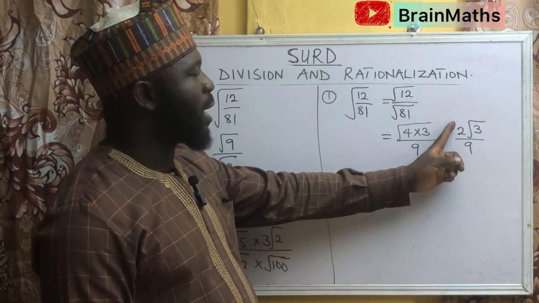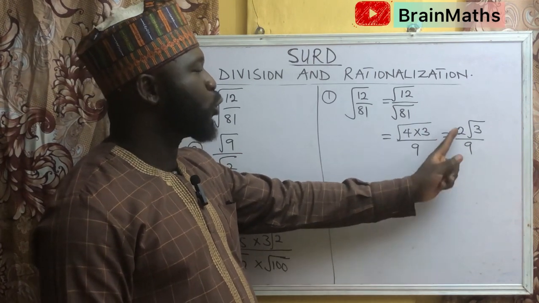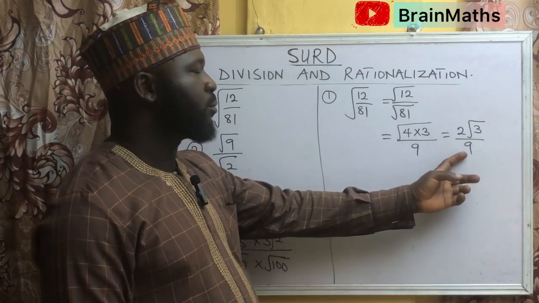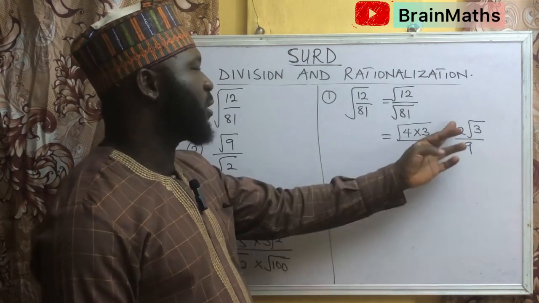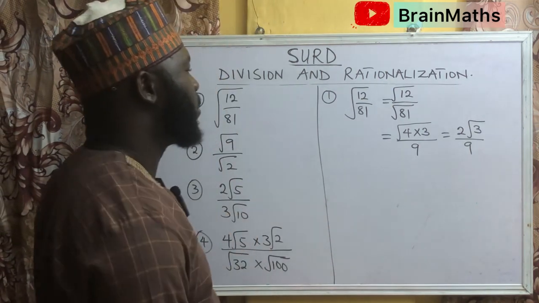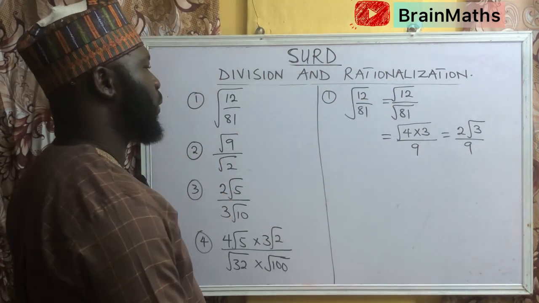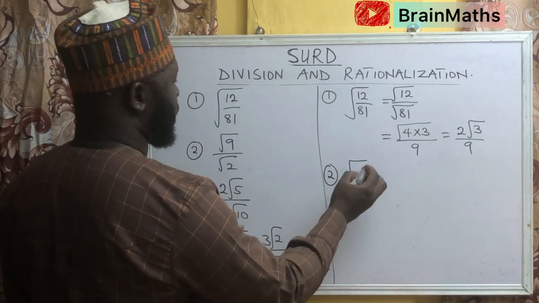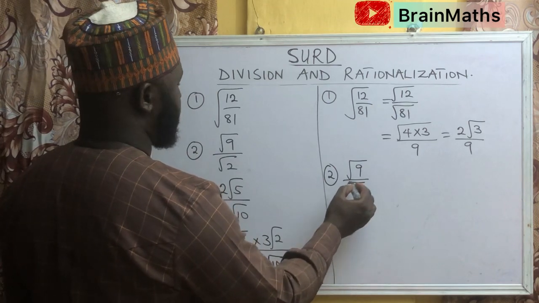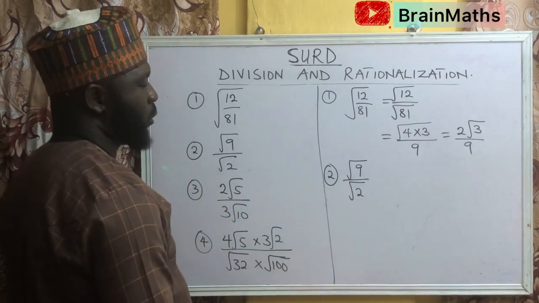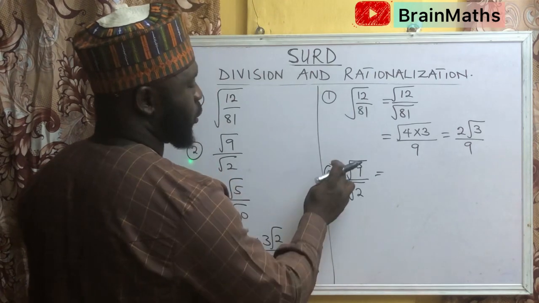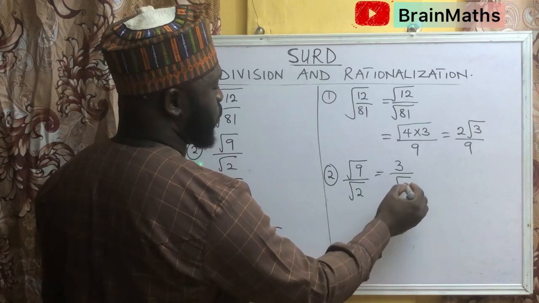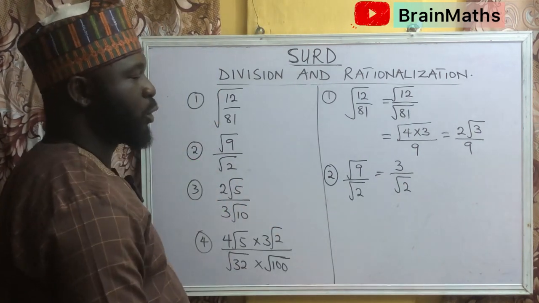But assuming we have a number that will divide both 2 and 9, which are normal numbers, then we divide them. But since we cannot divide the two of them, then we leave our answer in this format. Question number 2 says square root of 9 over square root of 2. So this one is going to lead us to the square root of 9 is what? 3 over root 2. But we cannot leave our answer with root 2.